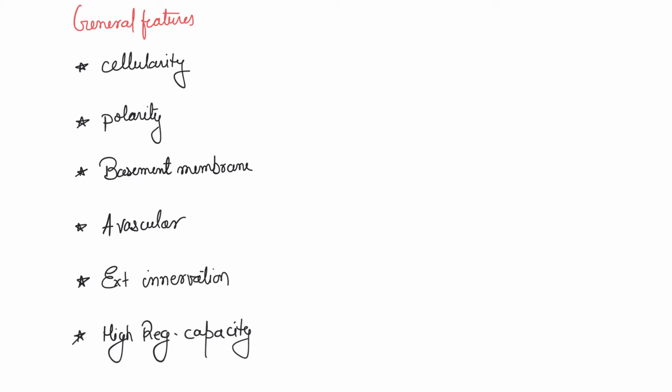Now let's talk about some of the features which are very generic to all types of epithelia that we'll be studying about. The first thing is cellularity. That means epithelial tissue is composed largely and mostly, if I should say, only of cells. That means little or no extracellular matrix. That means there would be nothing cementing between the cells. It's just tightly packed cells, with minimum extracellular matrix.